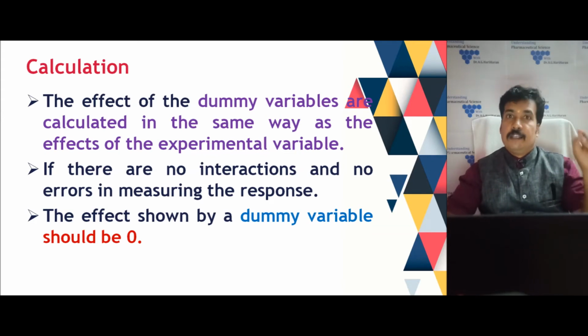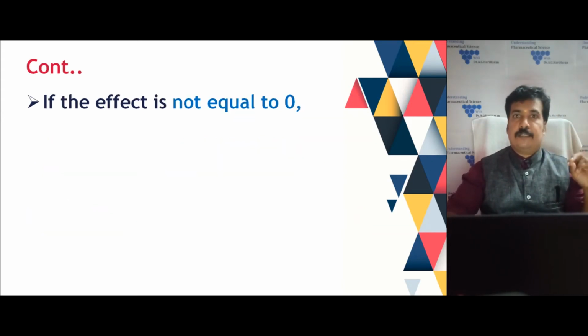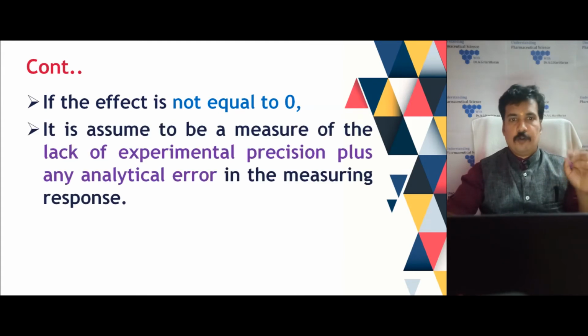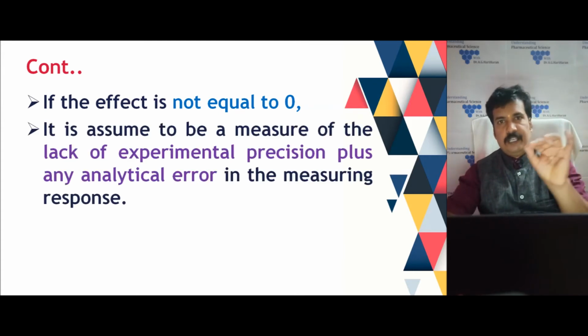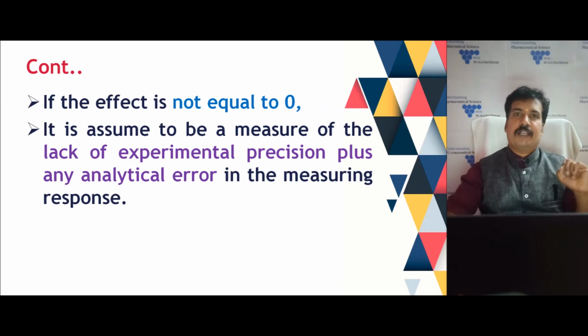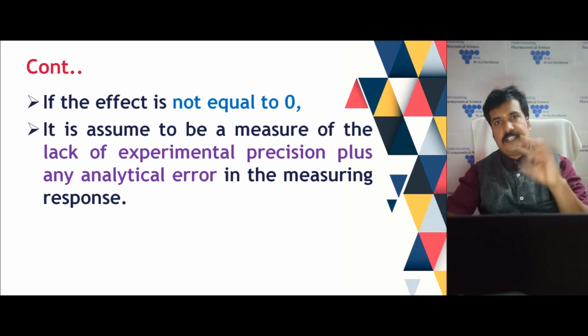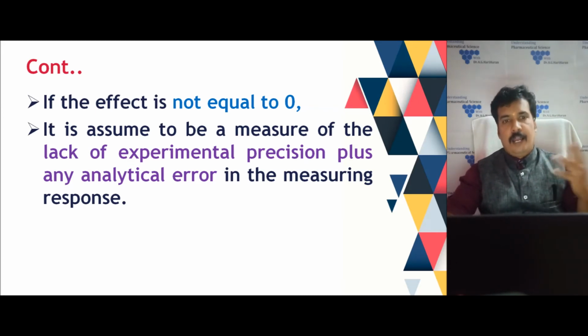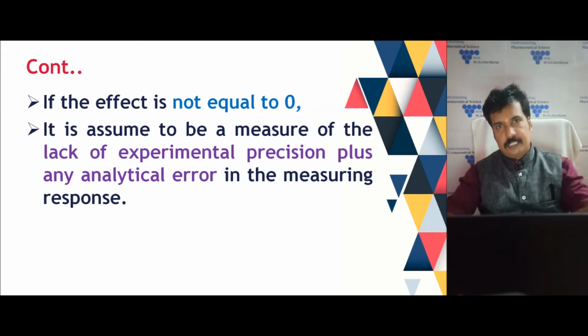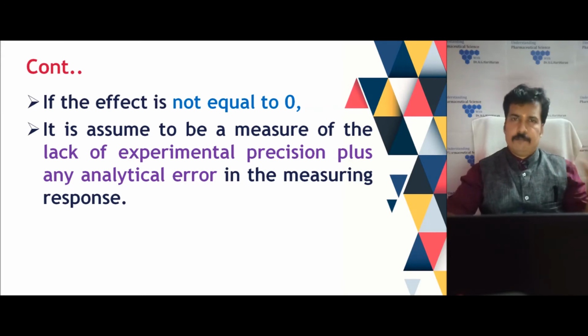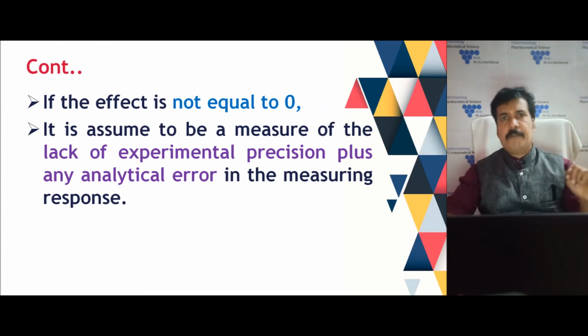If the dummy variable is not equal to 0, that means there is a problem with the experimental design, especially in the experimental precision, and an error in the analysis of the product formation or response measurement. So this should be looked into, then re-performed. Consider in our case, the dummy variables E and G are equal to 0. So then we'll start analyzing the data.